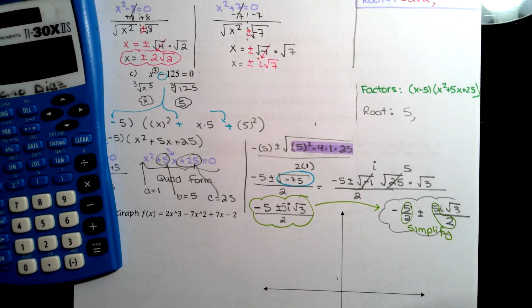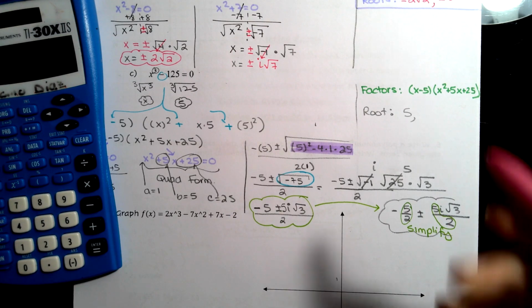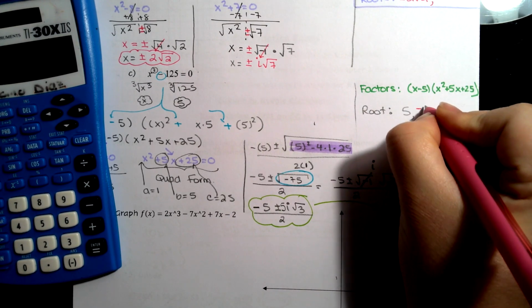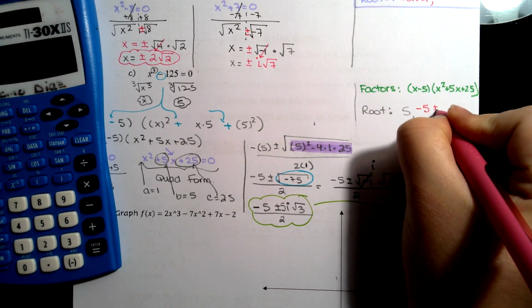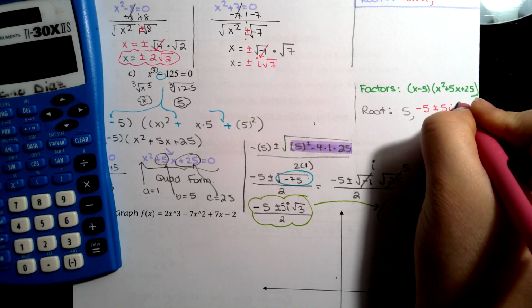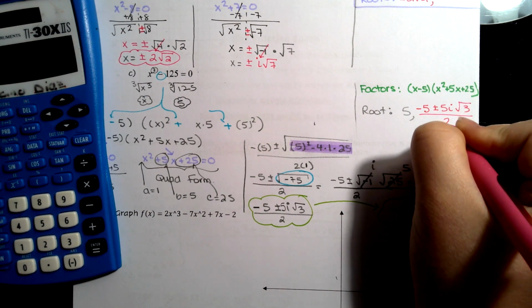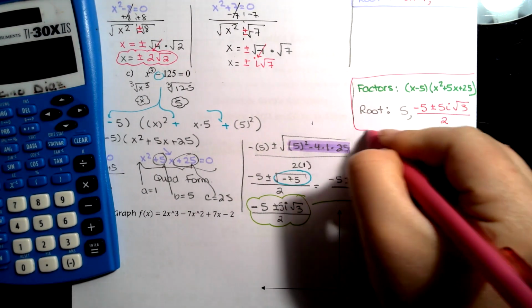So my secondary root is going to be conjugates. Again, plus or minus, because I have a radical involved, and I have i. And this is my answer.